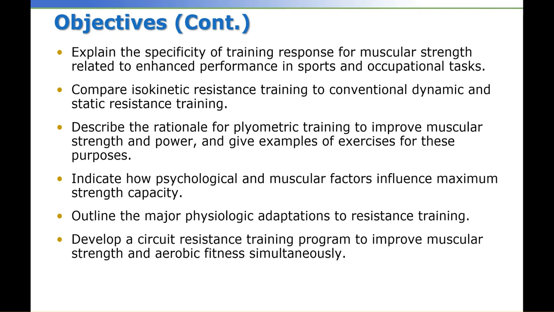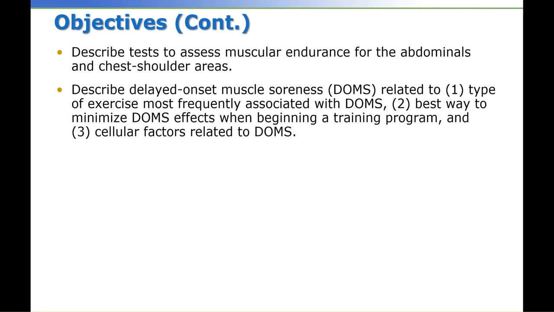Compare isokinetic resistance training to conventional dynamic and static resistance training. Describe the rationale for plyometric training to improve muscular strength and power. Give examples of exercises for these purposes. Indicate how psychological and muscular factors influence maximum strength capacity. Outline major physiological adaptations to resistance training. Develop a circuit resistance training program to improve muscular strength and aerobic fitness simultaneously.